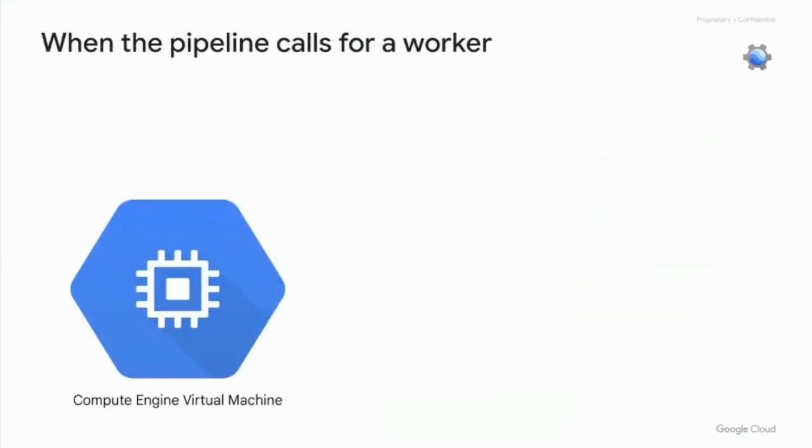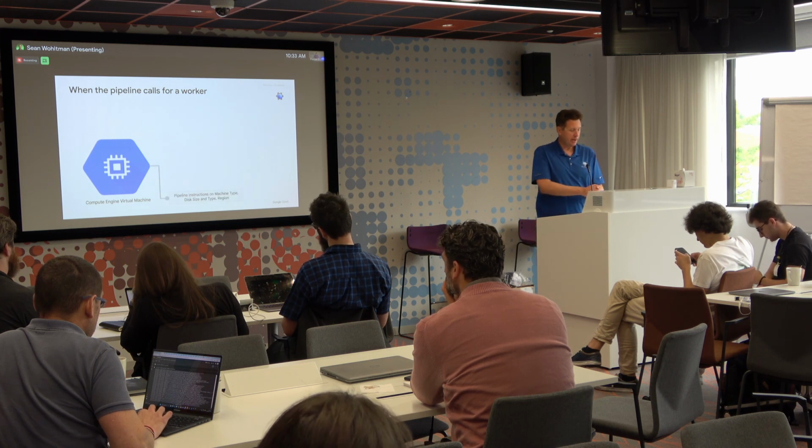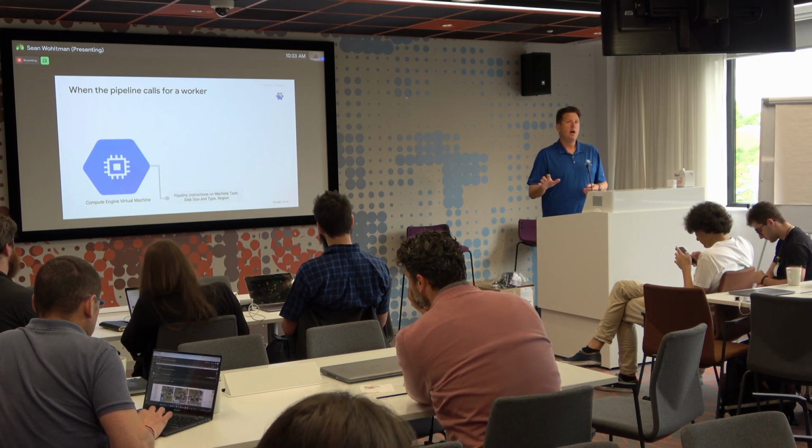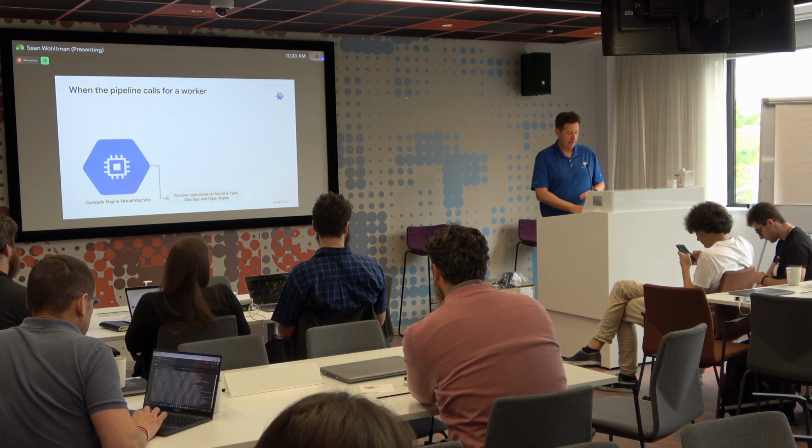Okay. So basically what's going to happen is that the pipeline is going to call for a worker like it typically does. And that worker is going to take a look at the pipeline instructions that tell me what kind of machine type, what kind of disk size, where do I want to run it, etc.